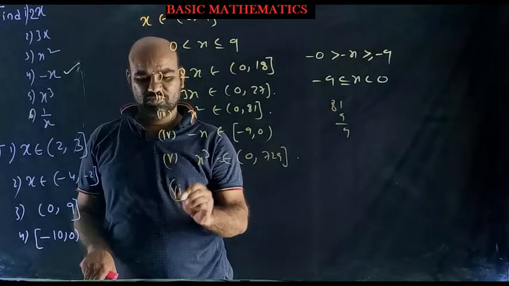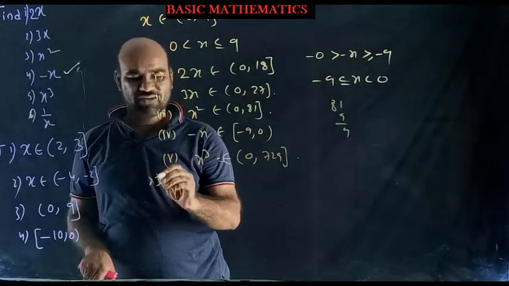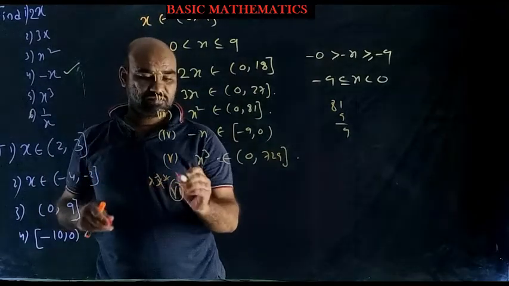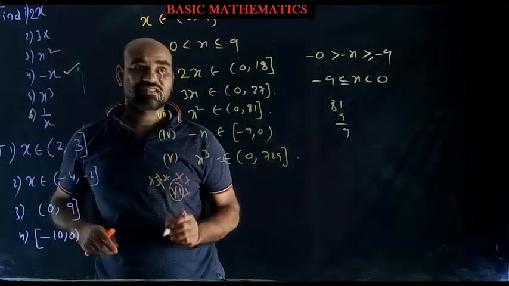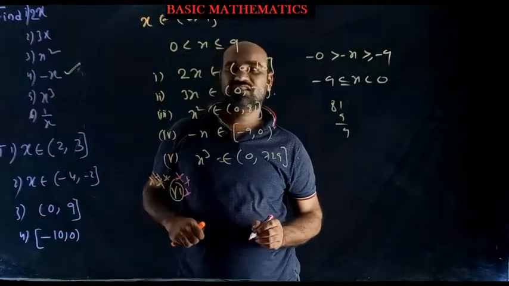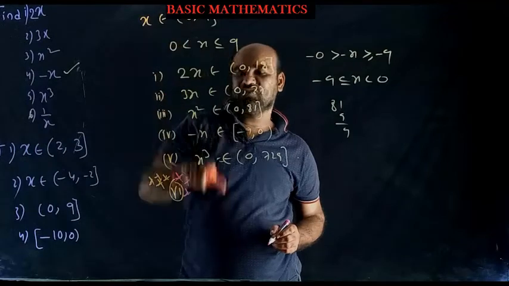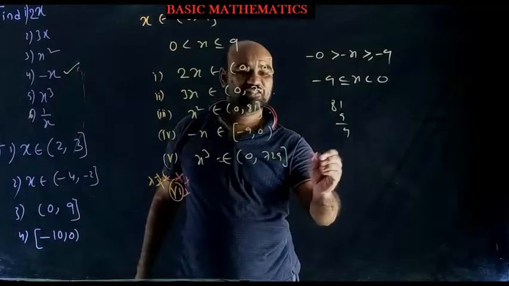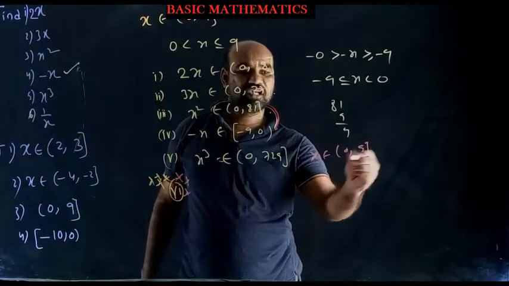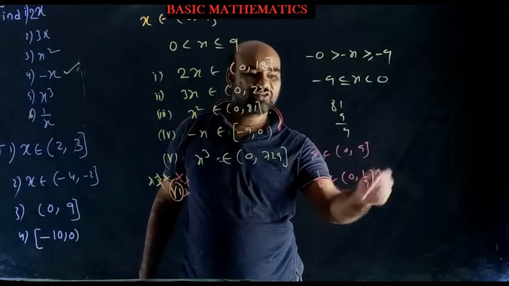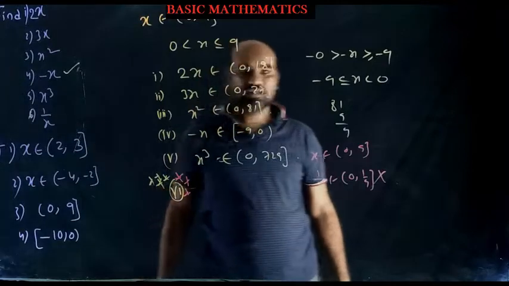Yeah, this is important. You can keep several stars for this. Some students will make mistakes in this area. They will write 0 comma 1 by 9. What is 1 by x? For example, x belongs to open 0 to closed 9. Find 1 by x. Most of the students will write 0 comma 1 by 9. That is wrong. So what is the answer?